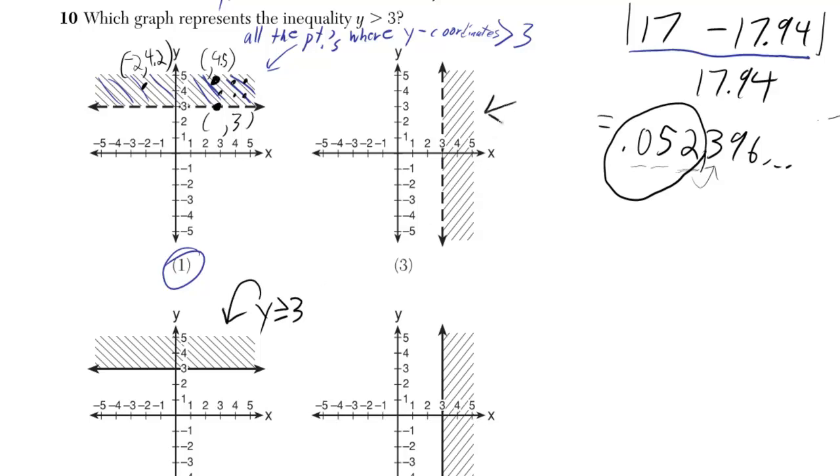By the way, this area over here is x is greater than 3. This area over here is x is greater than or equal to 3.